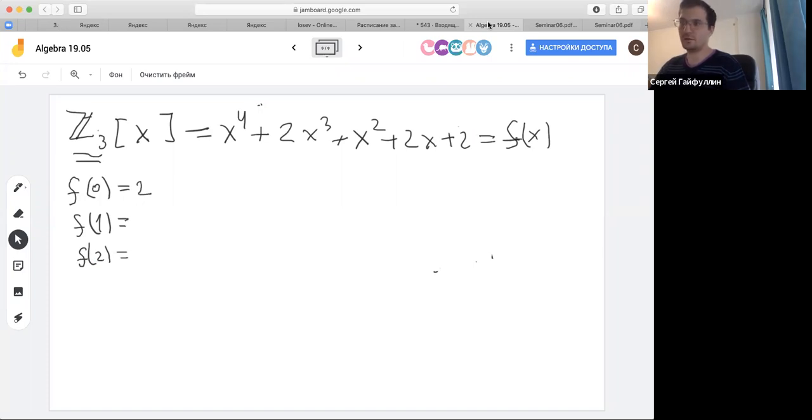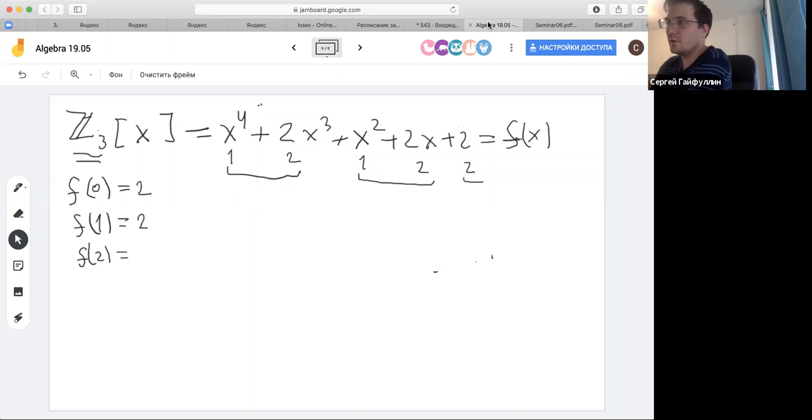F from 1 is a very simple computation, because 1 in all degrees is just 1. So 1 plus 2 plus 1 plus 2 plus 2. This is 2, because this is 3. 3 is equal to 0. This is 3, and this is 2. Okay. And to compute f from 2, we need some computation.